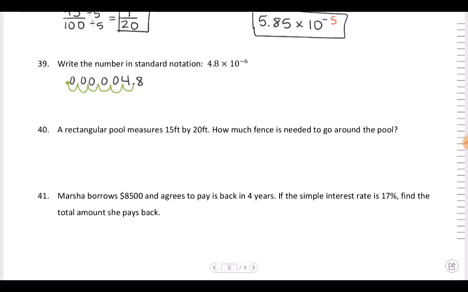So my answer would be, now I like to always put a 0 in front of my decimal as well. So let's see, let me try that again. Okay, so after the decimal point, I have 1, 2, 3, 4, 5 zeros.